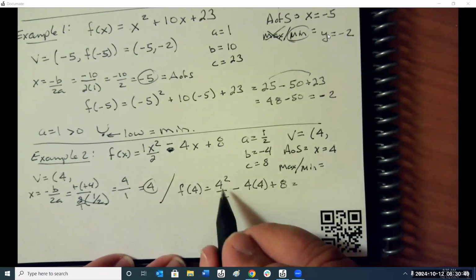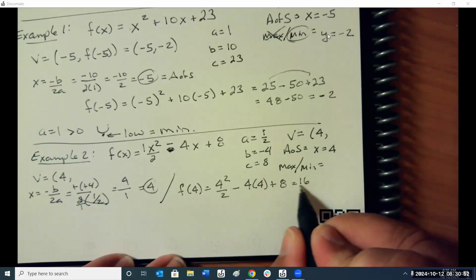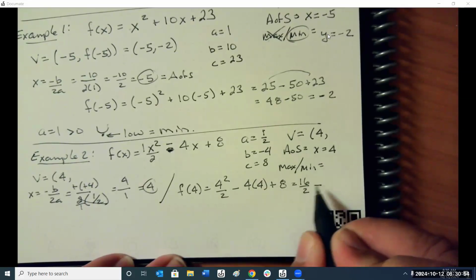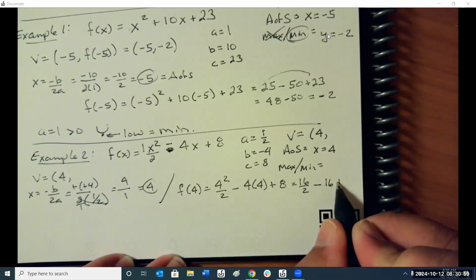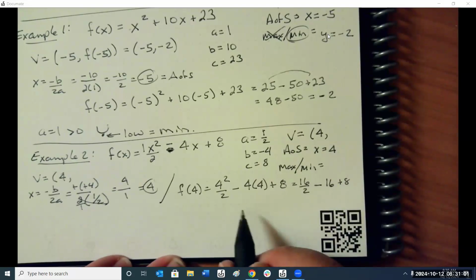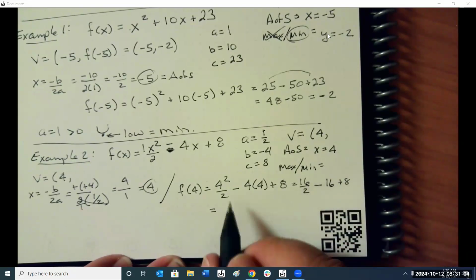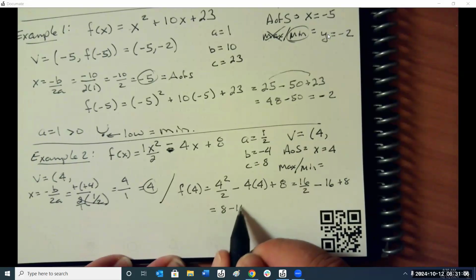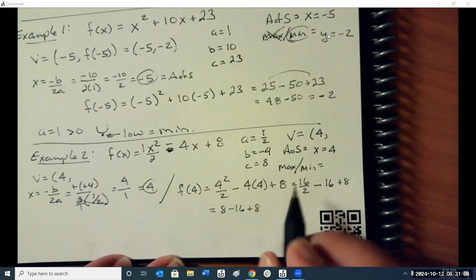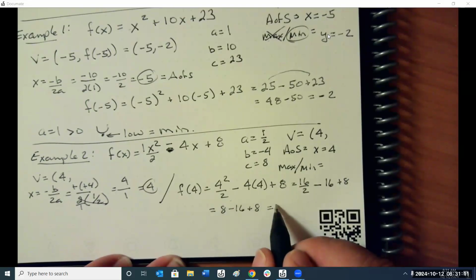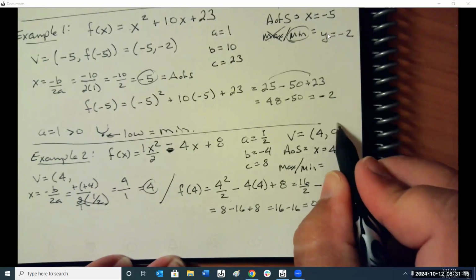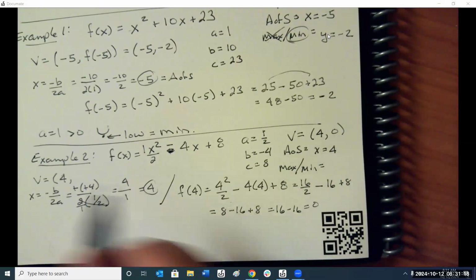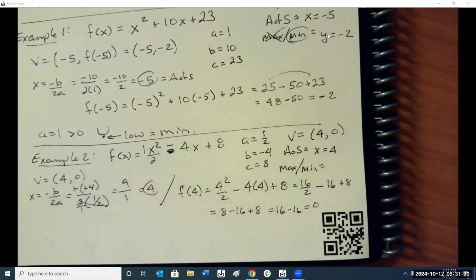Let's see this one. 4 squared is 16 over 2, minus 4 times 4 is 16, plus 8. 16 over 2 is 8, minus 16, plus 8. 8 plus 8 is 16. So it's at 0. So the vertex is at 0.